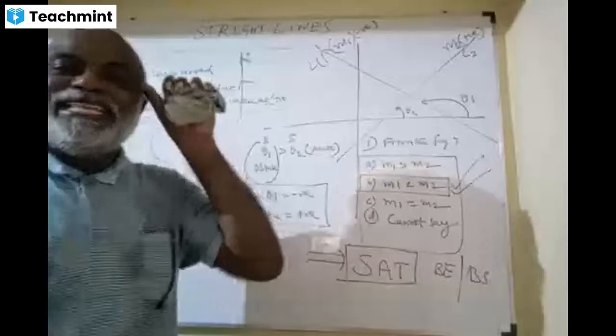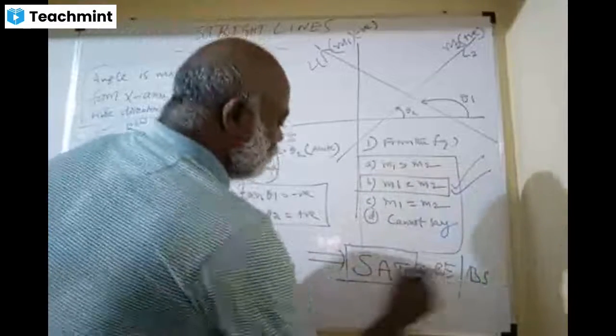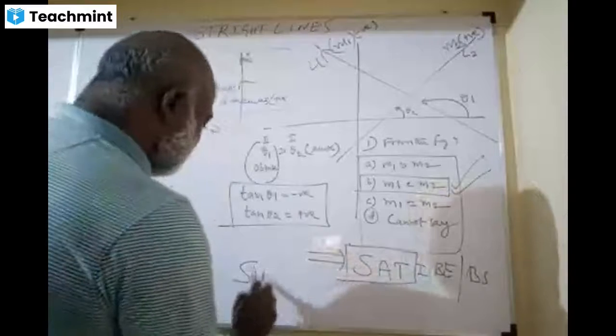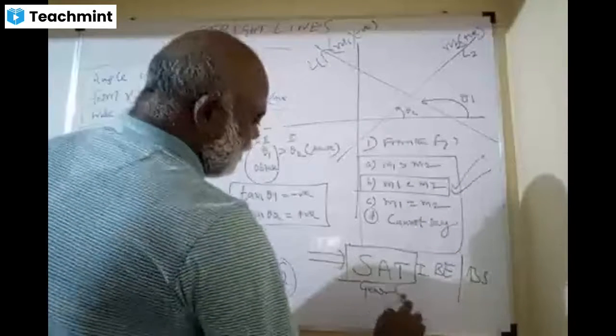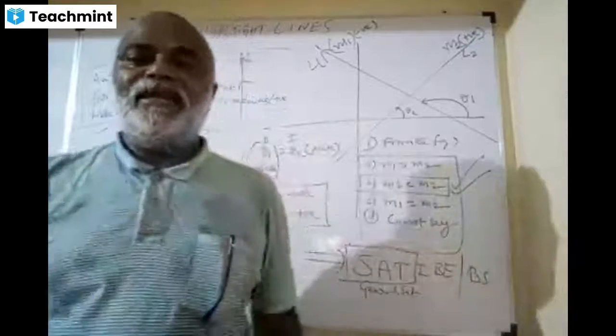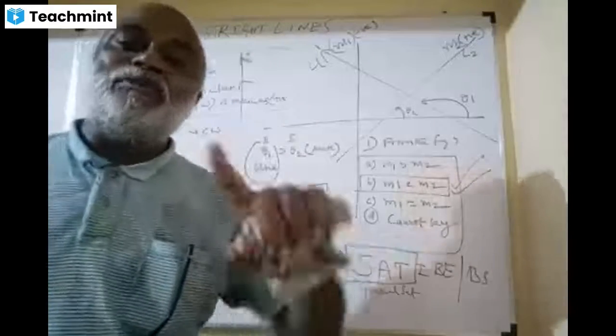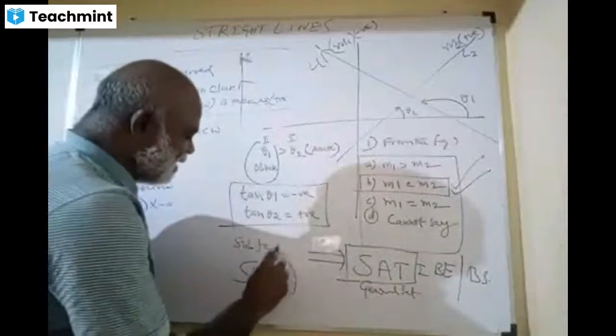We can write the SAT. There are two SAT exams: SAT 1 and SAT 2. SAT 1 is called the general SAT. Some universities will ask only the general SAT, and some universities will ask both. This is a subject test, and this is the general SAT.